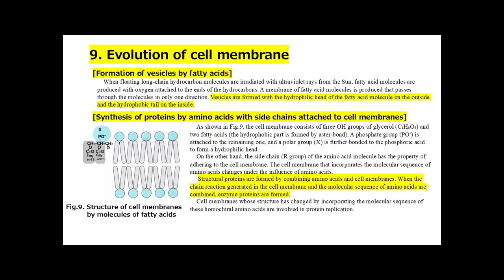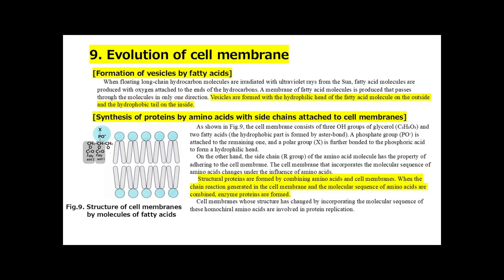Evolution of cell membrane. Formation of vesicles by fatty acids. When floating long-chain hydrocarbon molecules are irradiated with ultraviolet rays from the Sun, fatty acid molecules are produced with oxygen attached to the ends of the hydrocarbons. A membrane of fatty acid molecules is produced that passes through the molecules in only one direction. Vesicles are formed with the hydrophilic head of the fatty acid molecule on the outside and the hydrophobic tail on the inside.